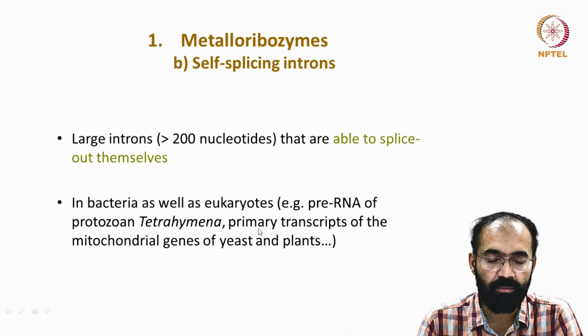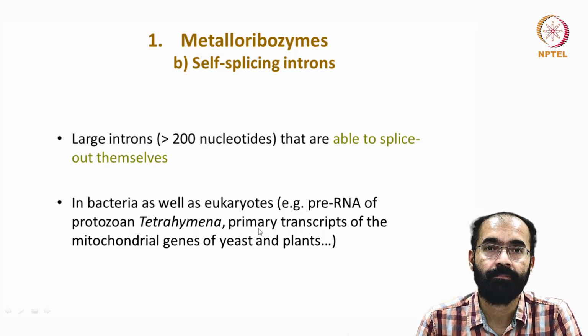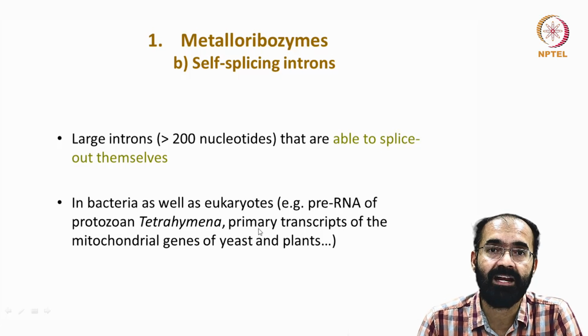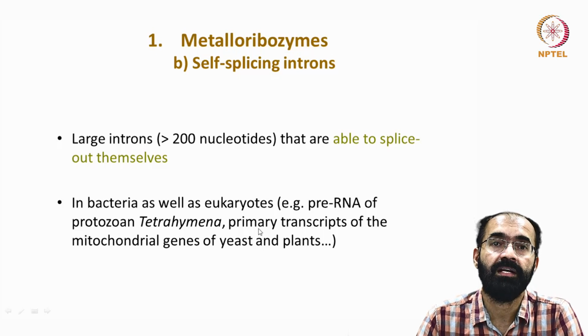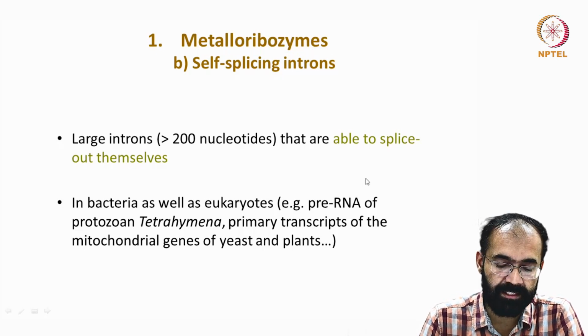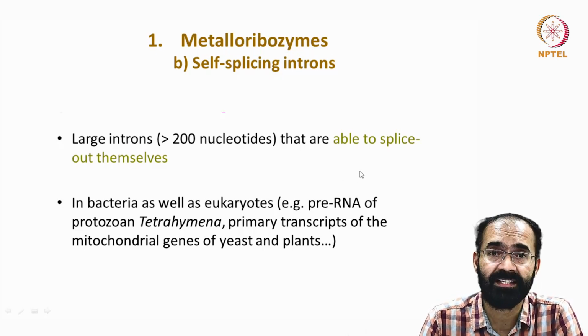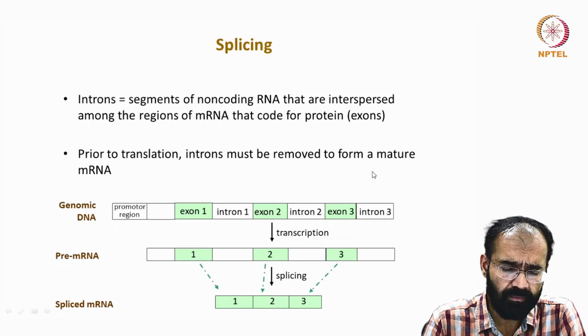When you talk about a self-splicing ribozyme or self-splicing intron, no other molecule comes from outside. It is basically the same intron that folds in such a way that it can get itself out of the RNA structure. That is called self-splicing introns or self-splicing ribozymes.